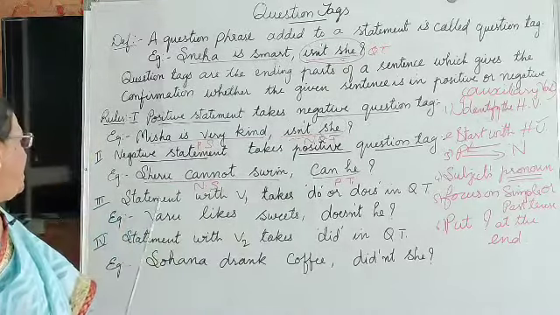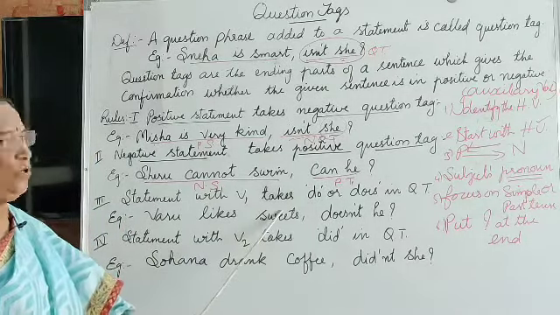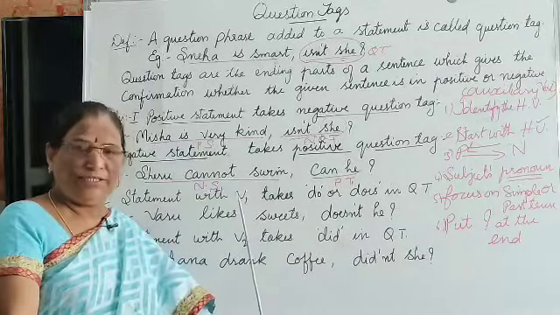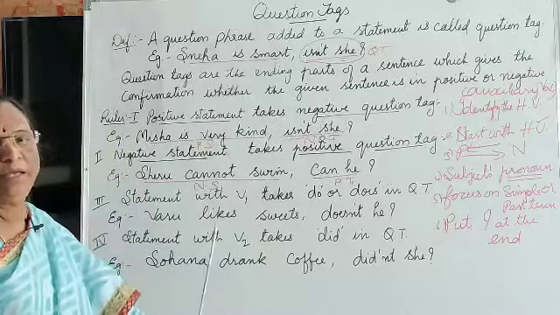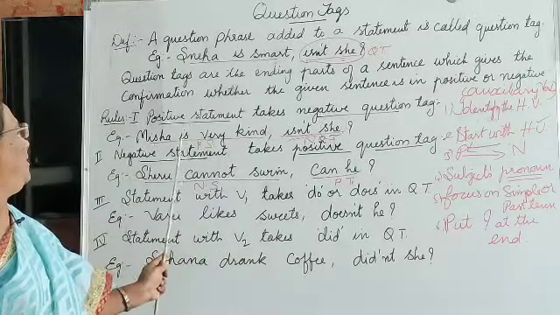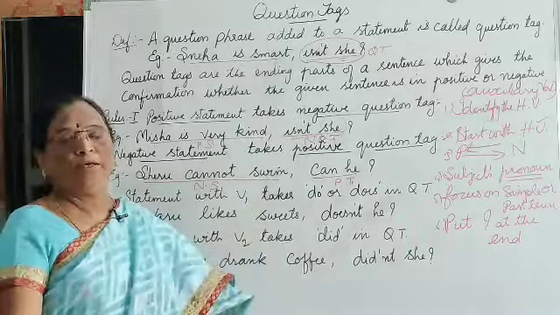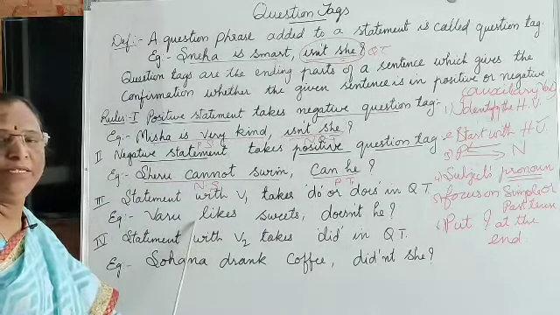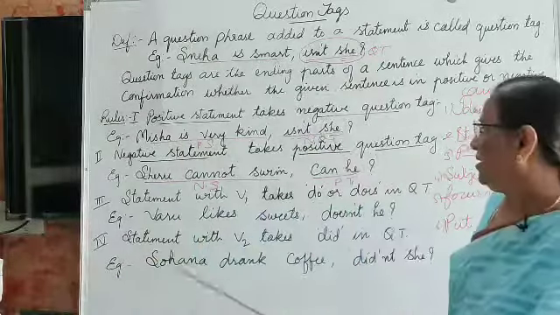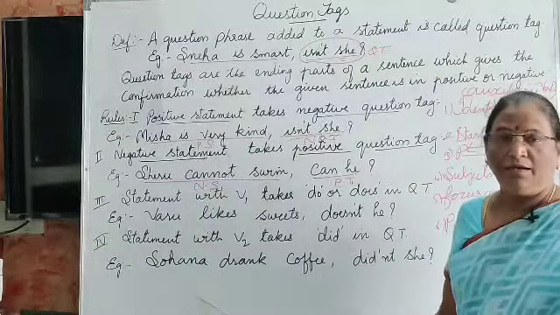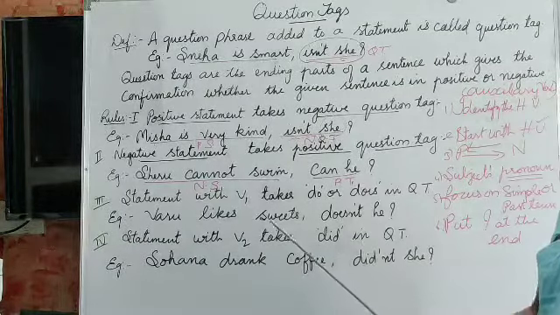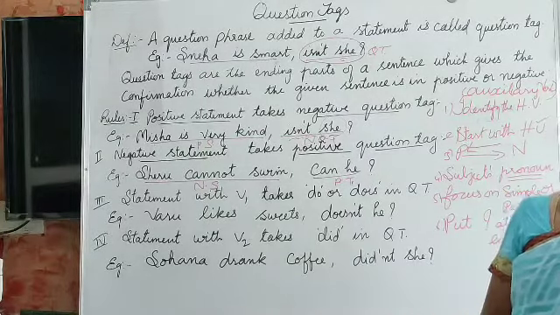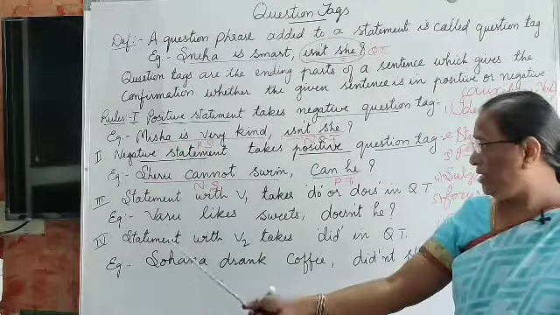Now next is, a statement with V1 takes do or does in the question tag. Statements like these don't have a helping verb. Actually, if you have a helping verb, it makes it easy to write a question tag. But when we miss the helping verb in the sentence, like in present tense and past tense, most of us get confused about how to write the question tag. So you should keep in your mind that a sentence in present tense with V1 takes do or does according to the subject.